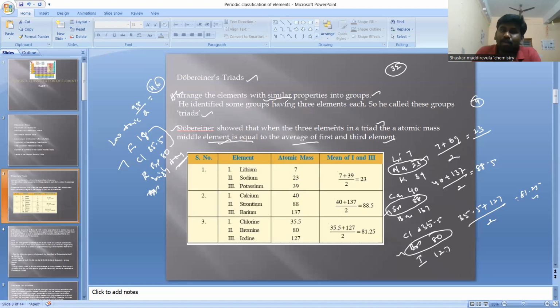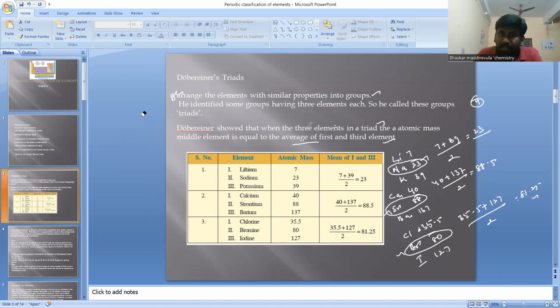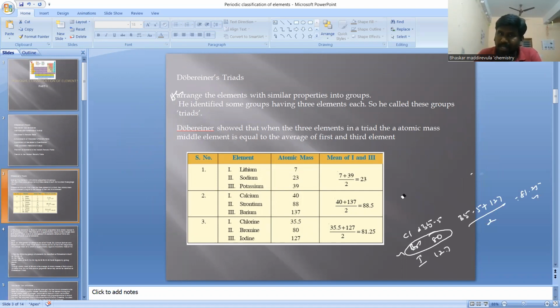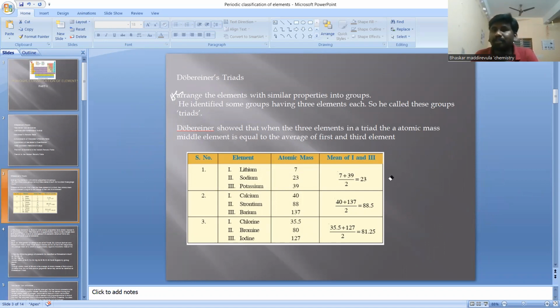Now we'll see some of the questions, the way they will ask questions from this topic. I think you are clear with this topic. Just remember it: he grouped elements which have similar properties, identified three elements in a group, and we call that group a triad. In a triad, the average atomic mass of the first and third elements is equal to the atomic mass of the middle element.